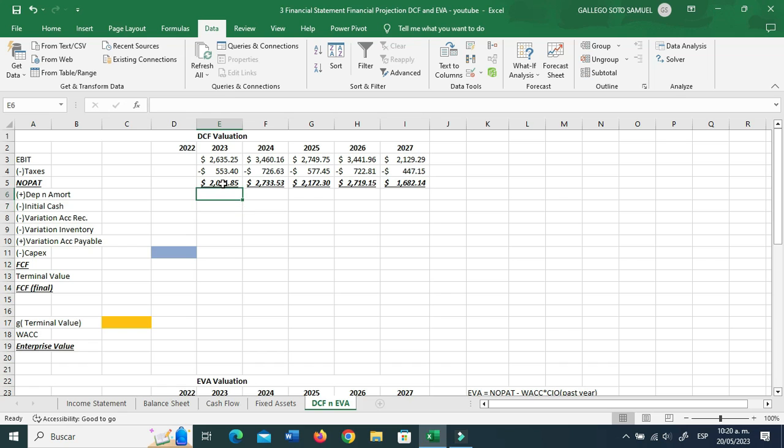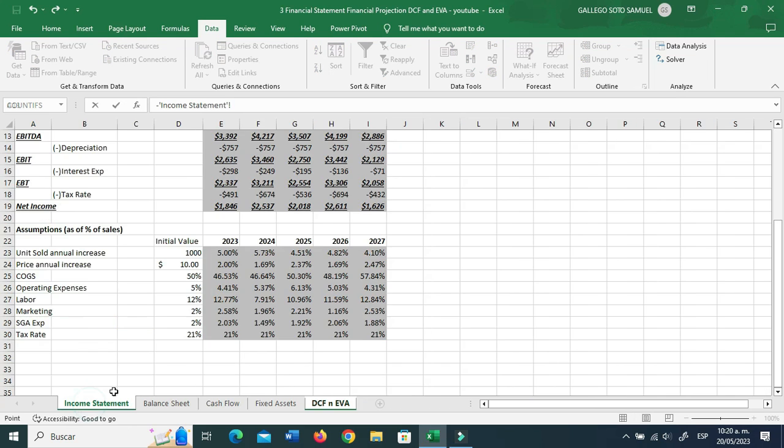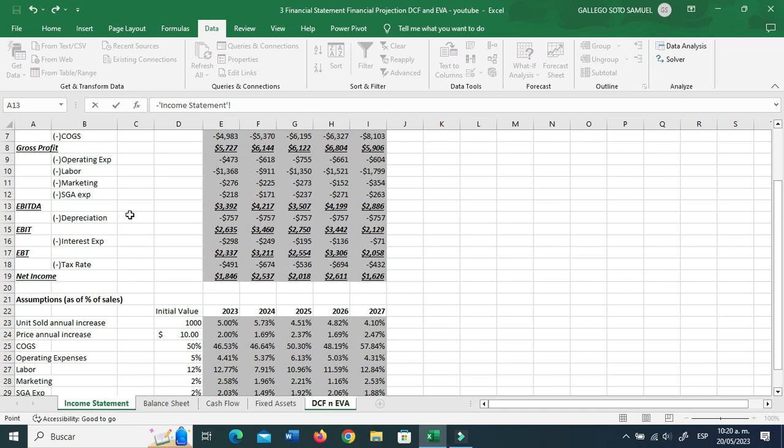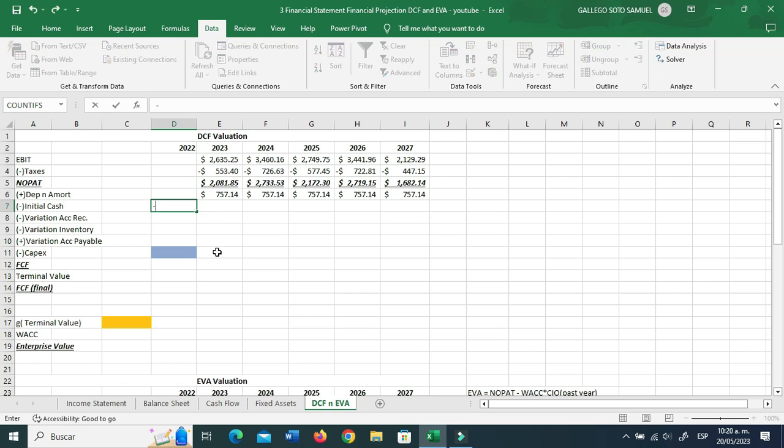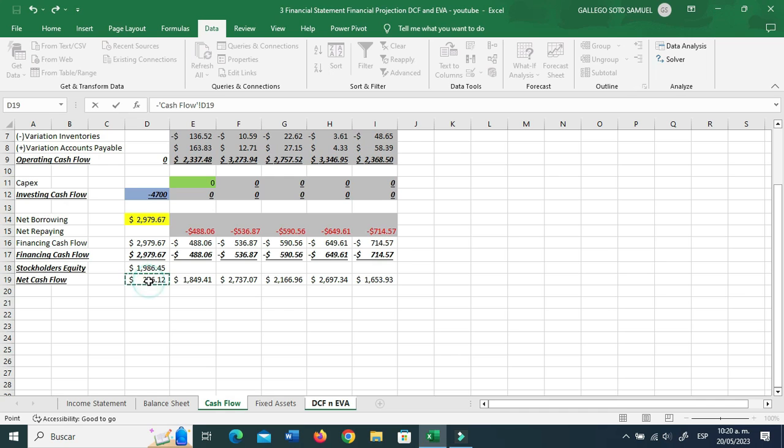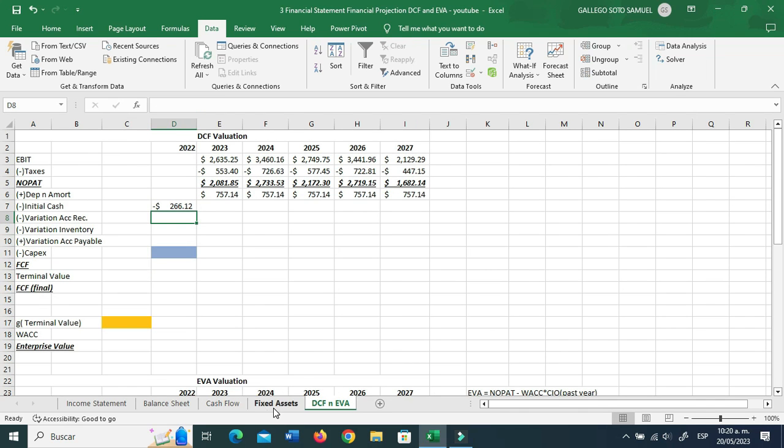The difference between this and the net income is going to be because we didn't take into account the interest expenses, which work like a tax shield. We were just talking about the operation here. So we add the depreciation expense back, which we're going to pull from the income statement too.